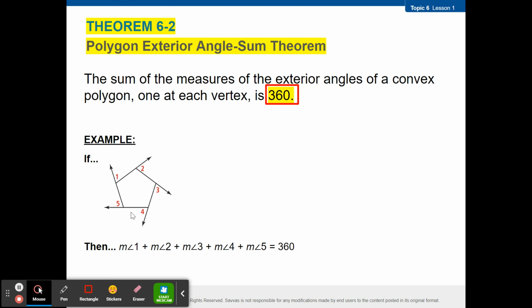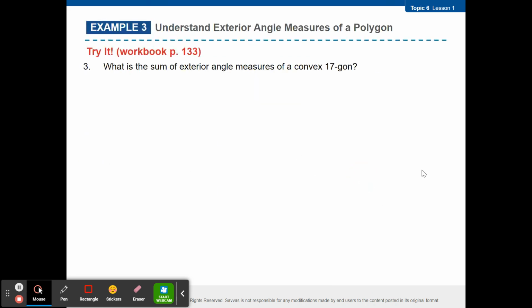And look right here, we have this pentagon where they just extended each exterior angle, and there's one coming off of each vertex. So each one of these also forms a linear pair, which is going to be helpful later on. Okay? But if we add all these up, we get 360 degrees. Now let's move on to example 3 in our book. And this is on your sheet, so you don't need to write that down. So example 3, what is the sum of the exterior angles of a convex 17-gon? Who can tell me?